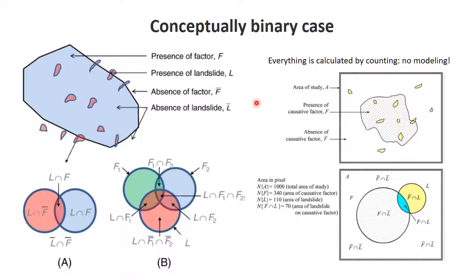As I mentioned before, this is essentially the same picture, and the way it's going to happen is that we'll have to discretize everything. So we'll look at a total study area in number of pixels, 340 of those, let's say, covered by the causative factor, 110 covered by the area of landslide, and 70 of those covered by both.